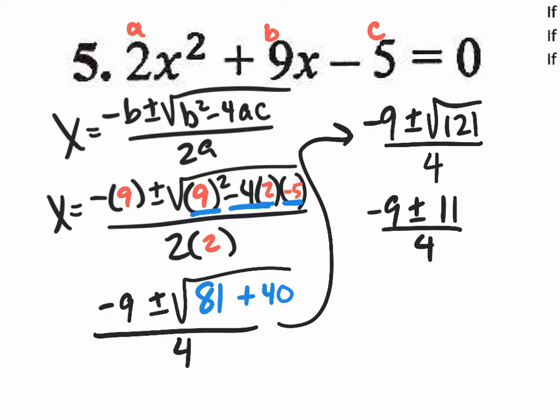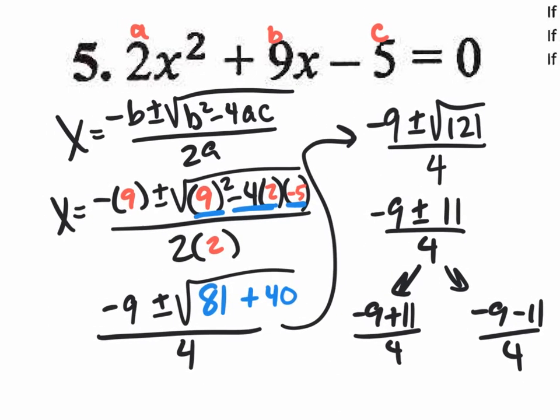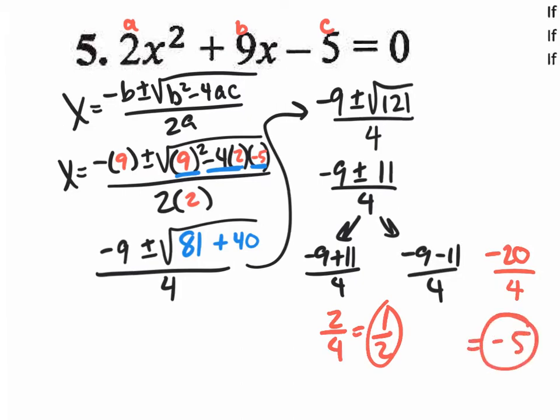And this is actually 2 answers. You have negative 9 plus 11 over 4, and you have negative 9 minus 11 over 4. So you get 2 answers from there. Let's find out what those answers are. So what's the negative 9 plus 11? And what's 2 over 4? 1/2. So that's one answer. And how about the other one? Negative 9 minus 11. Negative 20. And then divided by 4? Negative 5. So your two answers are positive half and negative 5.